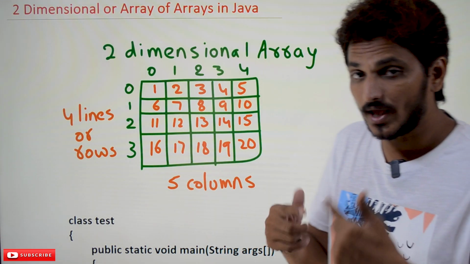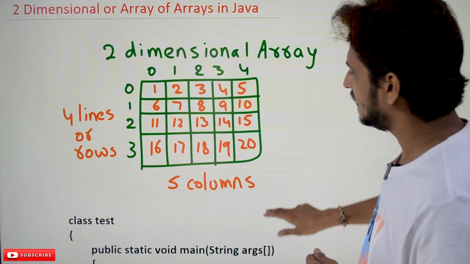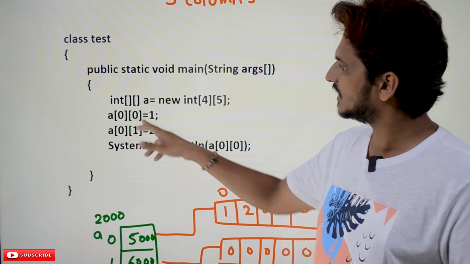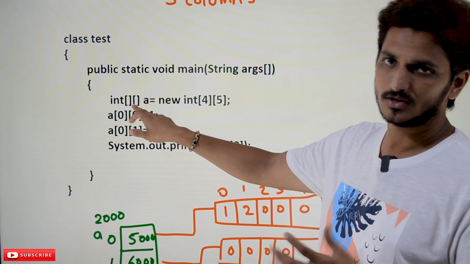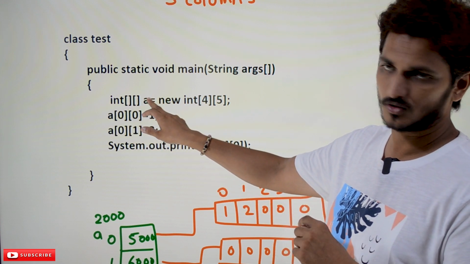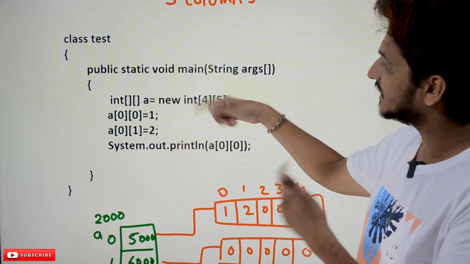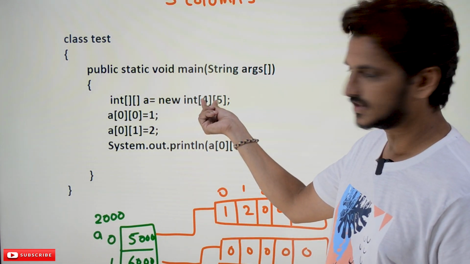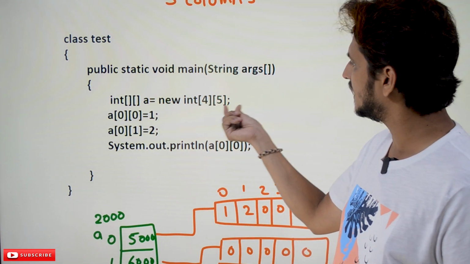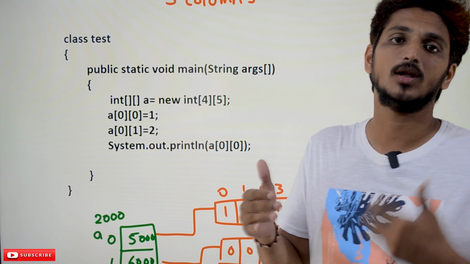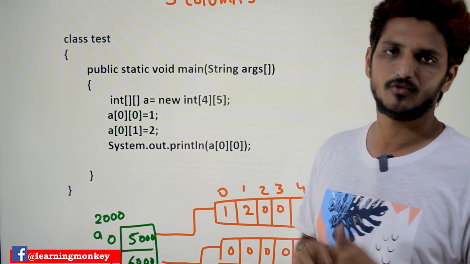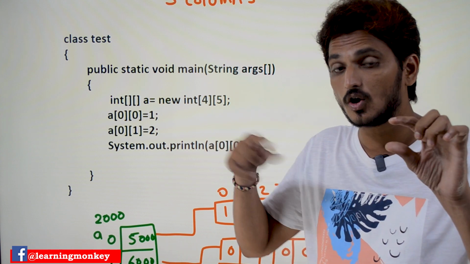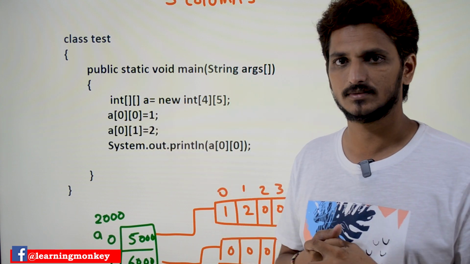How to define two-dimensional arrays in Java? In our last class we discussed single dimensional, and it's the same here: int, 2 brackets. So open bracket, close bracket, open bracket, close bracket, a is equal to new. We are creating an object int. Here you have to mention the size. How many lines are needed? The first bracket shows how many lines are needed. The second bracket shows how many columns are needed. 4, 5. So it is going to allocate a space in order to store 20 elements.